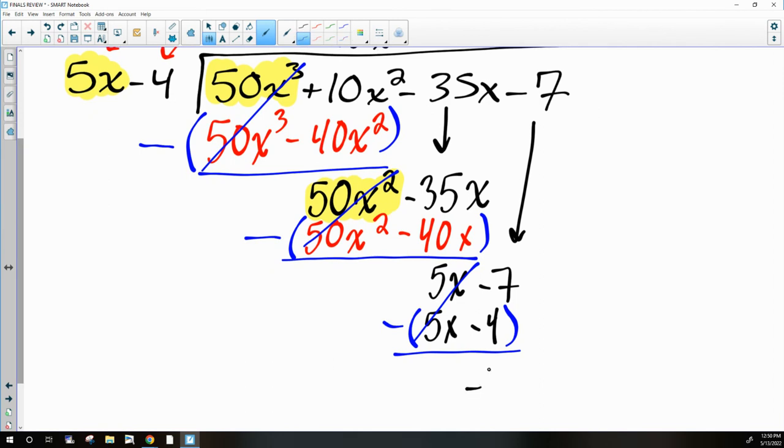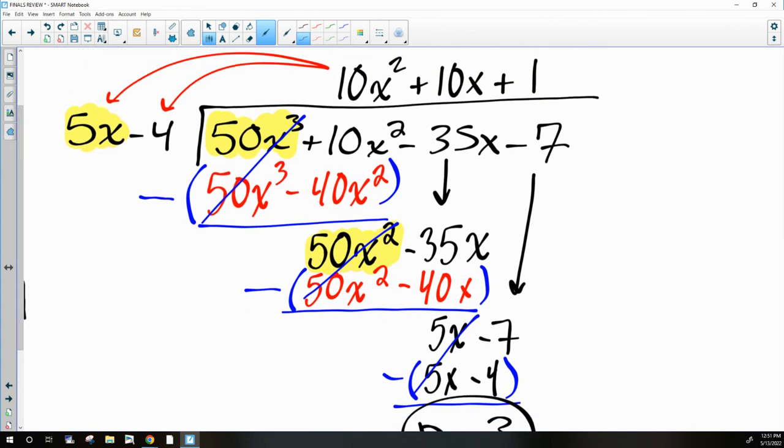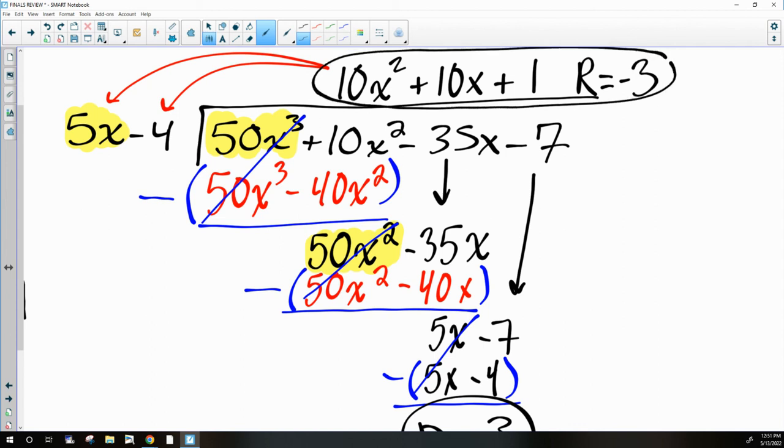Is our answer negative 3, or what is that negative 3? That's the remainder. Our answer is 10x squared plus 10x plus 1 with a remainder of negative 3. That is your answer.